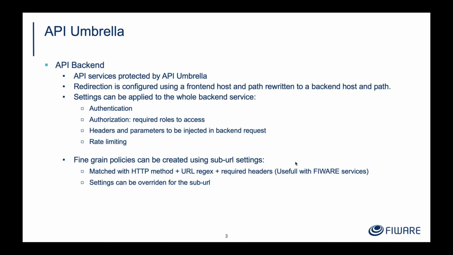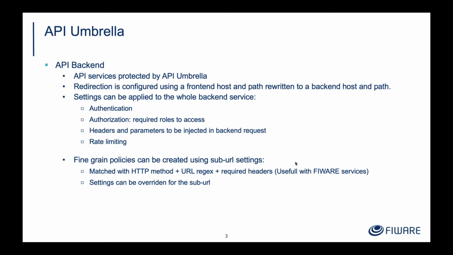Once you have this redirection configured, you have a couple of settings that can be applied to the backend service. Basically, here is where you establish the authentication, whether the API is going to be public or it is needed an identity via an API key or via a web token, and then the authorization, which are the different required roles that a user must have in order to access that specific API.